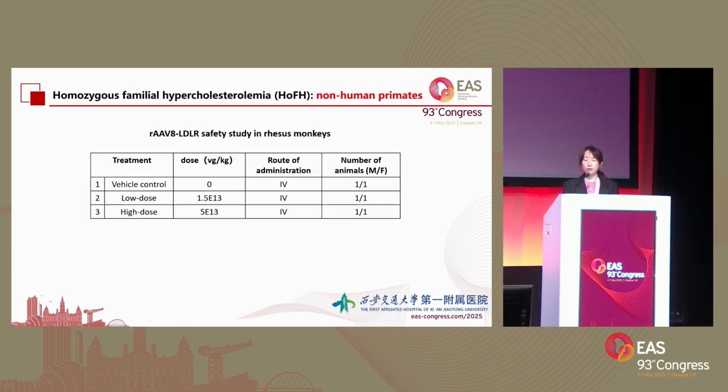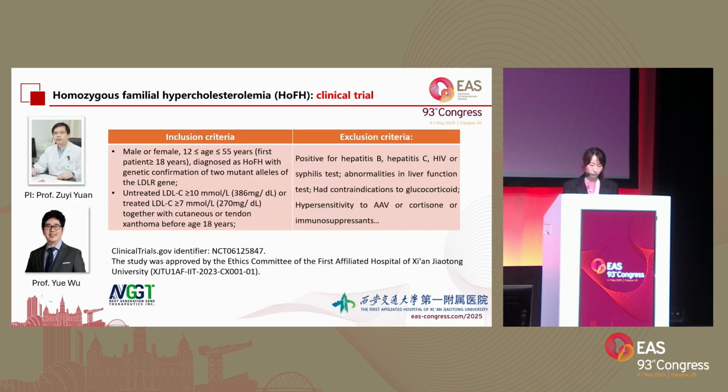So the results so far supported the initiation of a translational study. Moving forward, we tested the safety and toxicity of the vector in rhesus monkeys. Due to time constraints, I will not discuss this in detail, but the results confirm that the AAV vector is safe and well tolerated in non-human primates. And we then ran an open-label, non-randomized study aimed to evaluate the safety, tolerability, and also the efficacy of a single intravenous infusion of the AAV in HoFH patients.